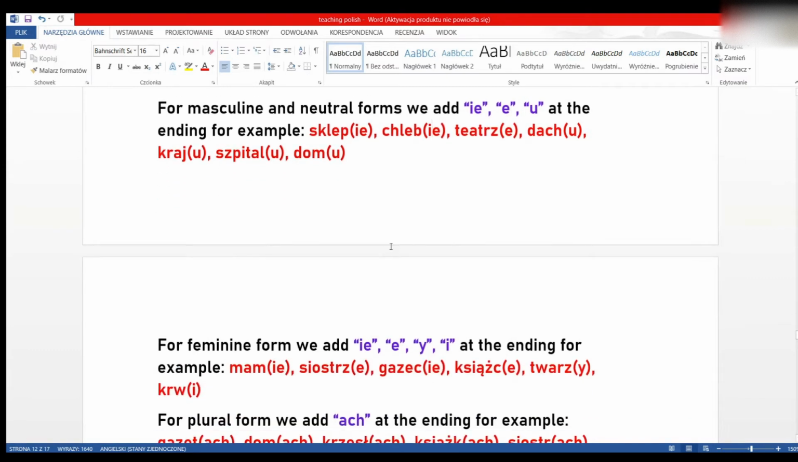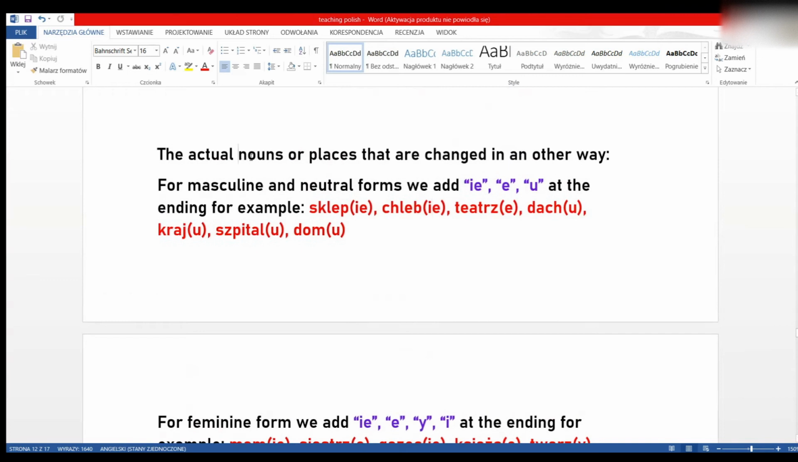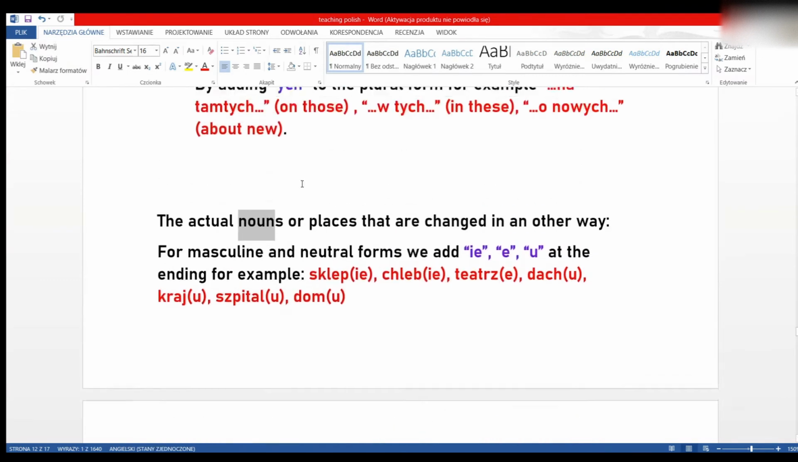By the time you read and see more words, you're going to memorize them and make a diagram in your mind that can help you say the correct words without even thinking. For the feminine form we add e, u, and i. And remember we're still talking here about nouns that come after the pronouns, okay?